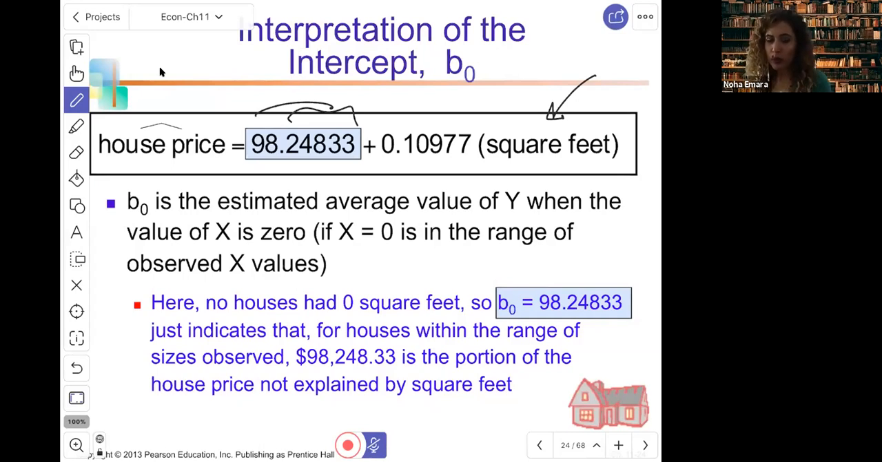And of course, we said this is in thousands. So you multiply this number by thousands when you analyze your results, saying if I have a house that does not have any square feet, just 0 square feet, the price would be 98,248.33. And of course, this doesn't make any sense, because if I have 0 square feet, that is a price you shouldn't expect. The price of the house is equal to approximately 98,248 if I have 0 square feet.